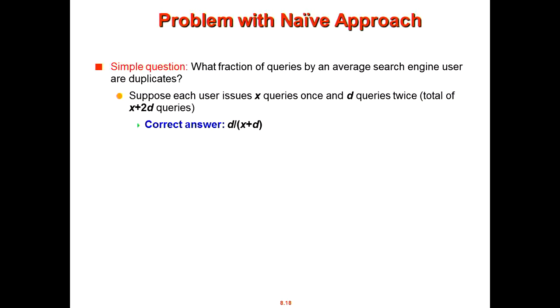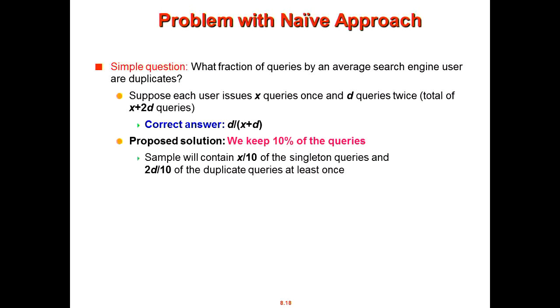Based on this setting, in order to compute the fraction of queries each search engine user issues that are duplicates, we can do the computation like this, right? D queries are duplicates, and the number of total distinct queries is X plus D. So for answering this question, it is D divided by X plus D. That's very easy. But think about if you do sampling, and we still just store 10% of the original queries. How will the result be? We just keep 10% of queries.